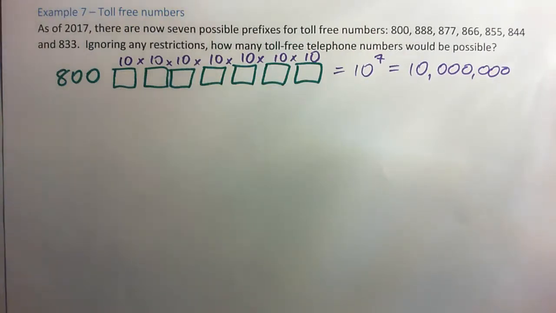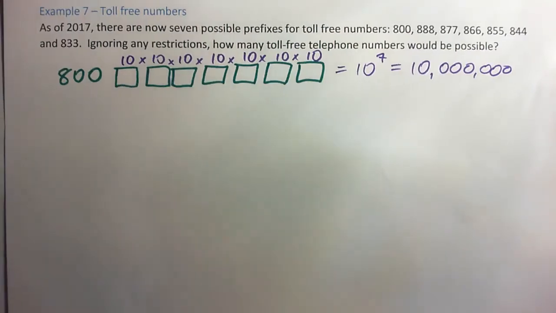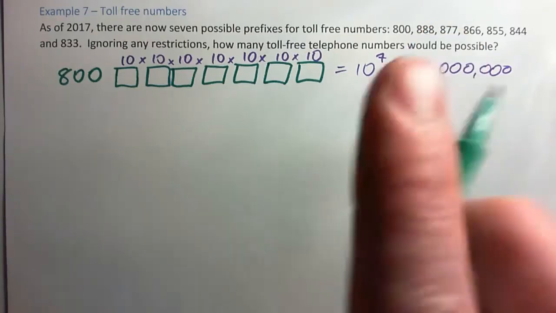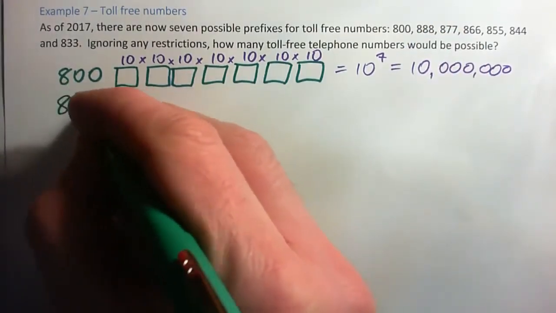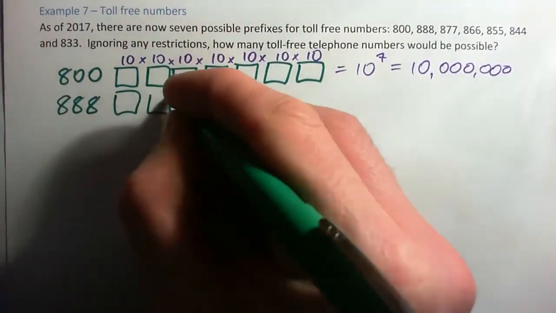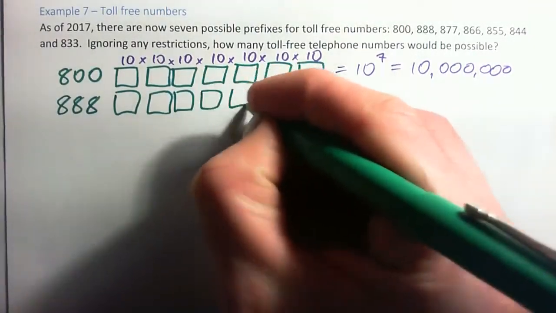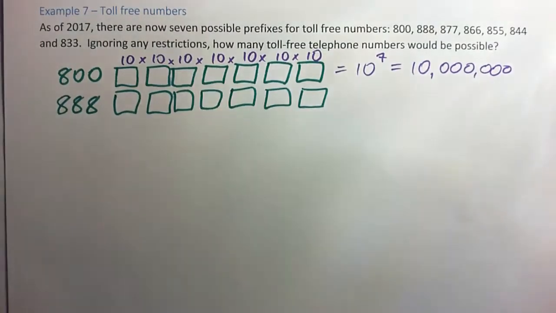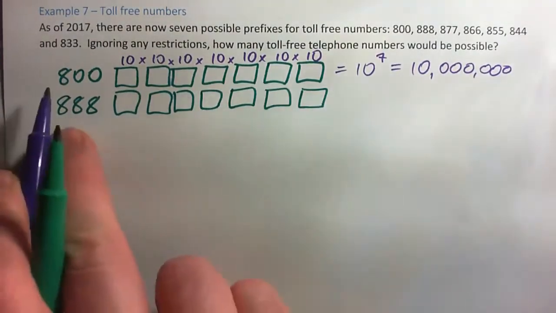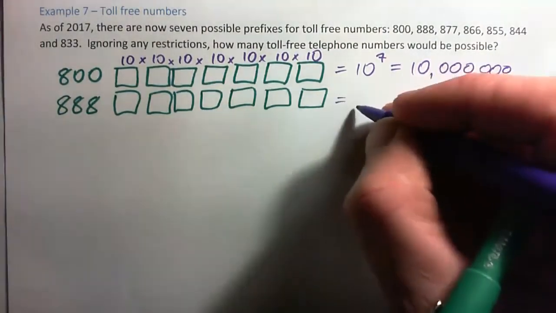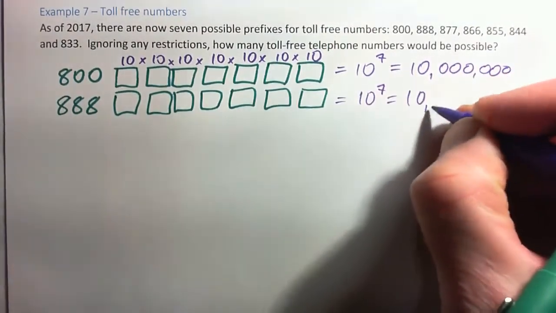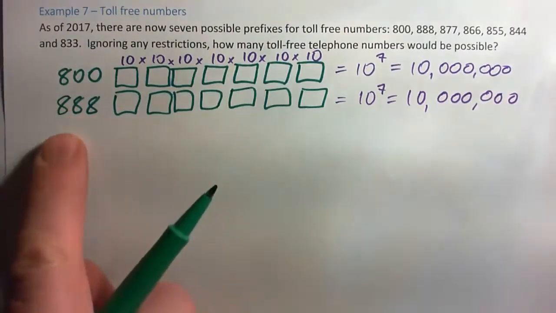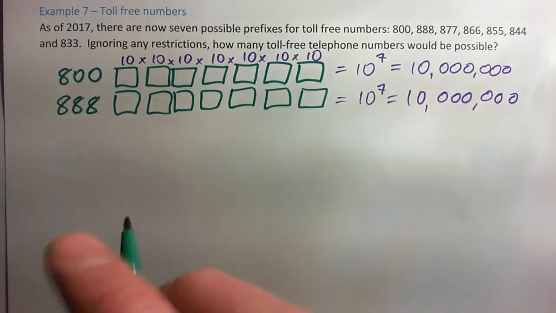Okay, I hope you pressed pause and tried it. I'll do it now. So just got to think about the next toll-free number, 888. After that, there are 7 possible digits after that, right? And just like with 800, that gives us 10 to the power of 7, or 10 million options for phone numbers beginning with 888, right?